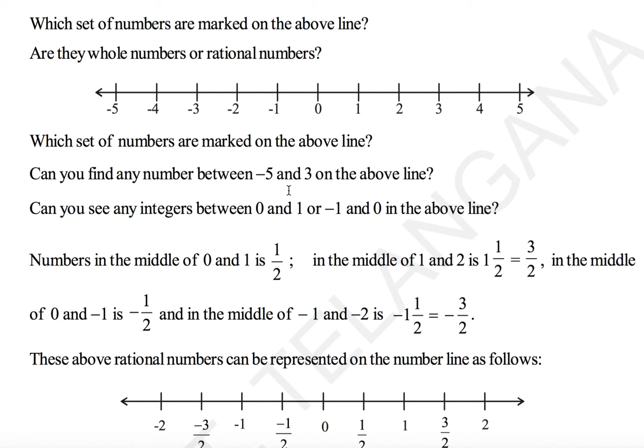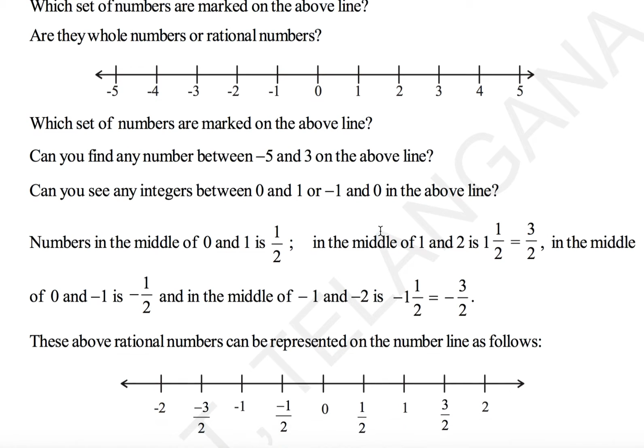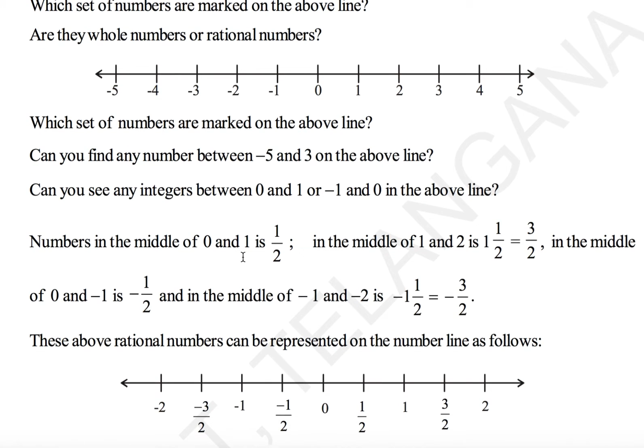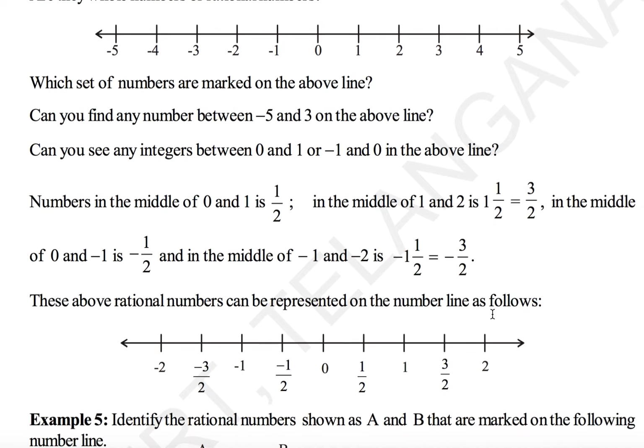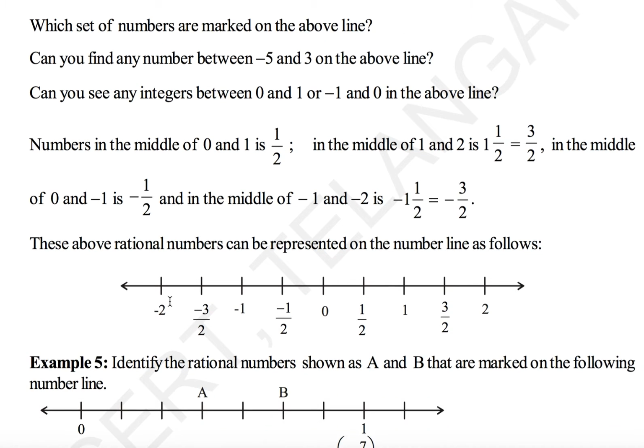Can you find the numbers between minus 5 and 3 on the above line? Can you see any integers between 0 and 1? No. Minus 1 and 0? No. The number in the middle of 0 and 1 is 1/2. The middle of 1 and 2 is 3/2. In the middle of 0 and minus 1 is minus 1/2. Minus 1 and minus 2, minus 3/2. These above rational numbers can be represented on the number line as follows.